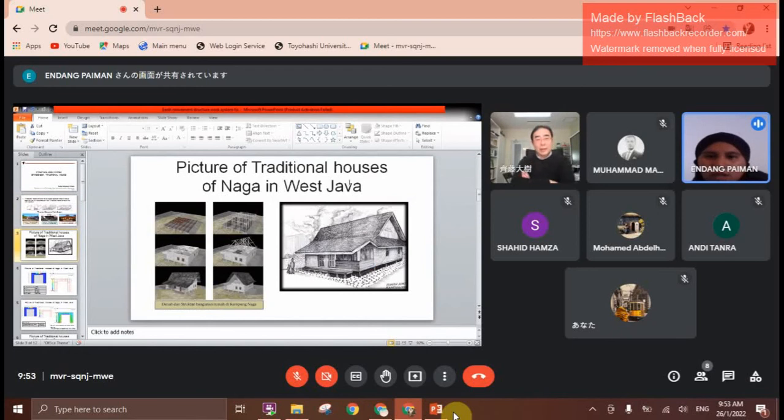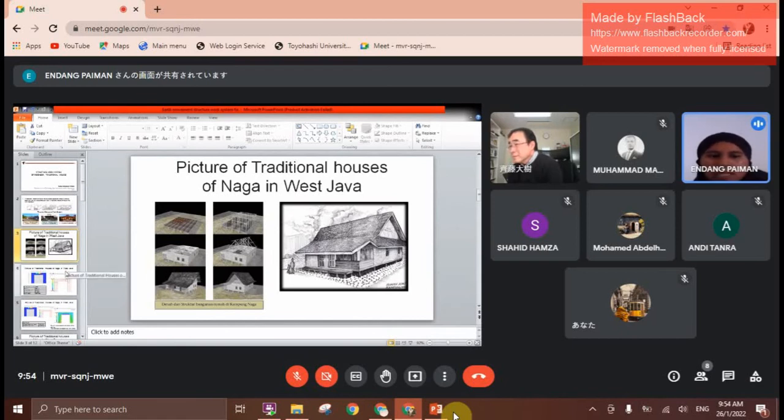First, the traditional house of Java. Excuse me, because I'm not from architecture or civil engineering, I just show the picture of the traditional house models. In this picture we can see the poles of the Naga house in West Java. The poles are unseen because after the columns there is a wall made of wood.